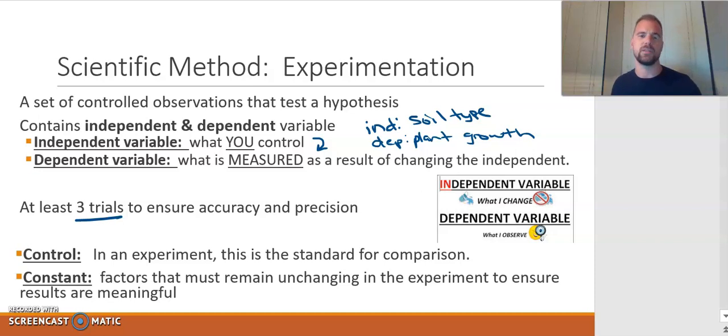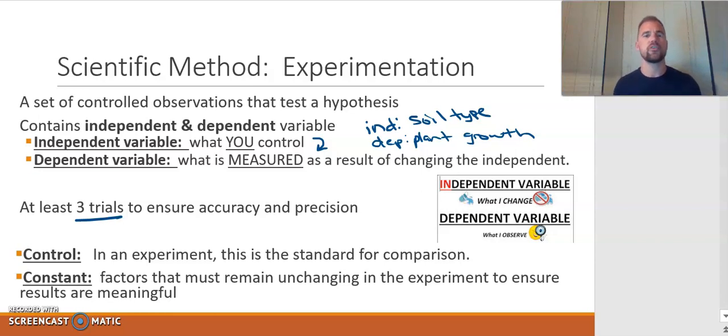If I have plants with different soils, but the different plants are getting different water amounts, then how do I know it's not the water amount that's changing the plant growth versus the soil? So I need to make sure that the only 2 things that are changing are the independent and dependent variables.